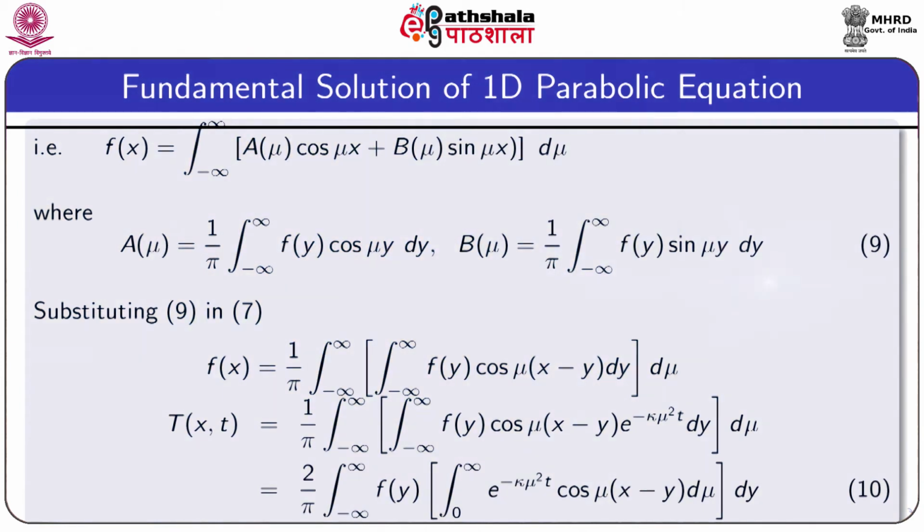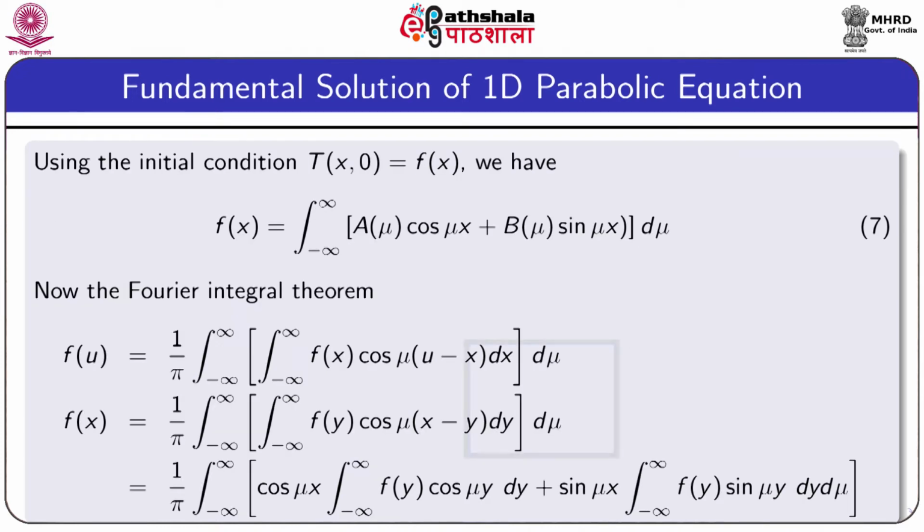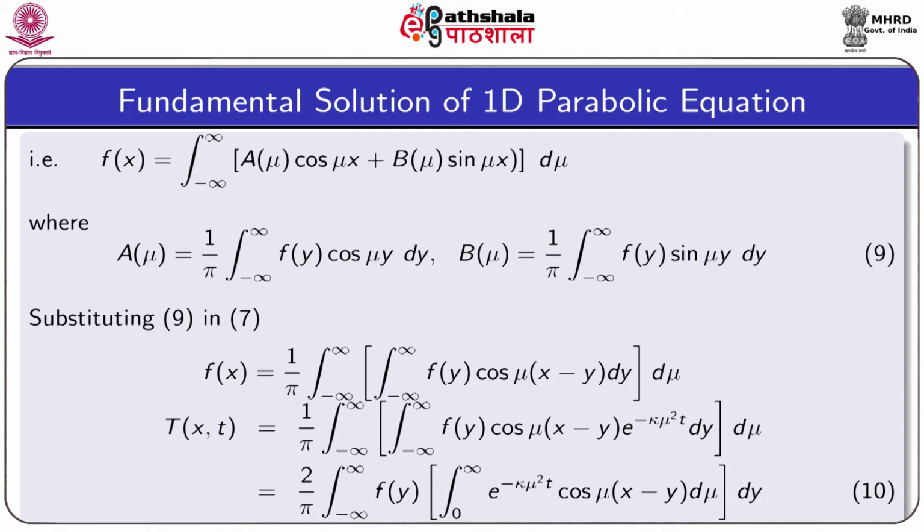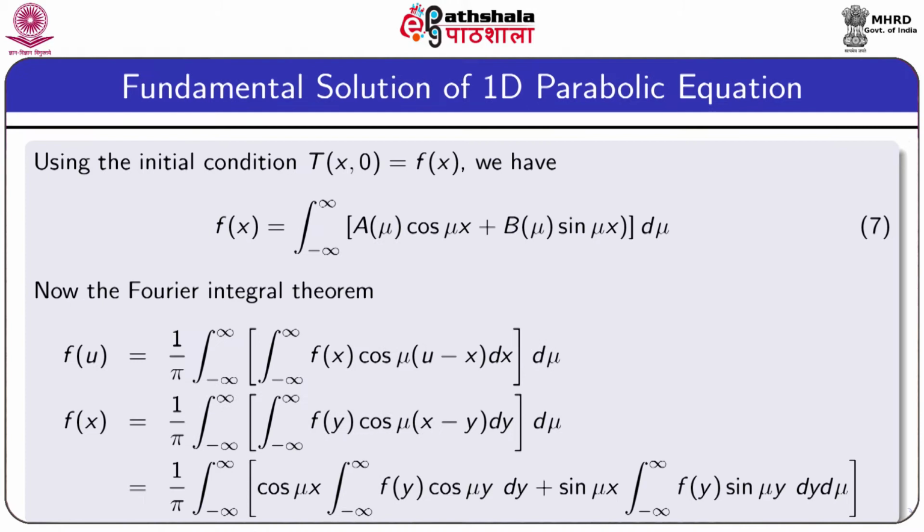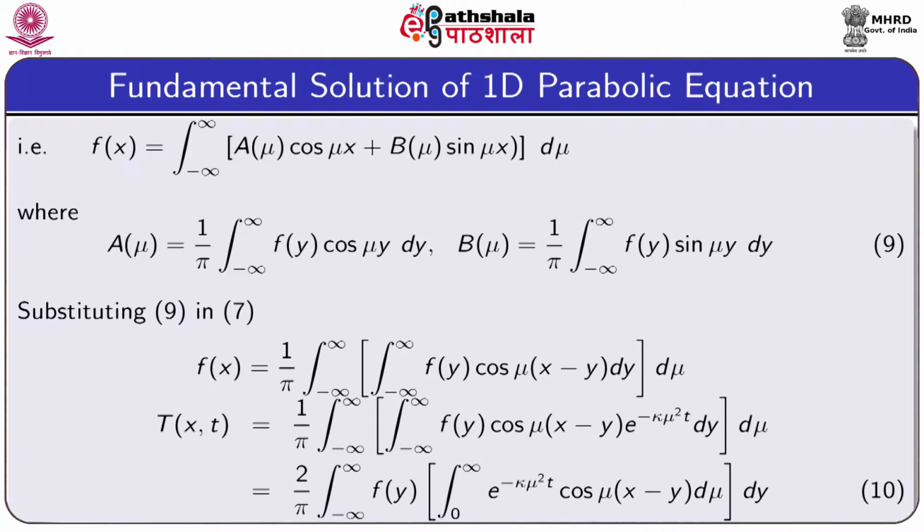So, this expression can be written in this form also: 0 to infinity, a(mu) cos mu x plus b(mu) sin mu x, d mu, where a(mu), if you see the previous expression, is equal to the expression in this integral. That means a(mu) is equal to 1 by pi integration minus infinity to plus infinity f(y) cos mu y dy, and b(mu) is 1 by pi, minus infinity to plus infinity f(y) sin mu y dy.